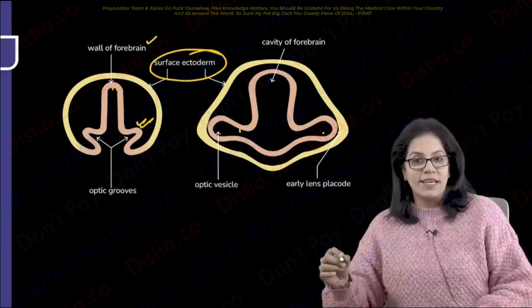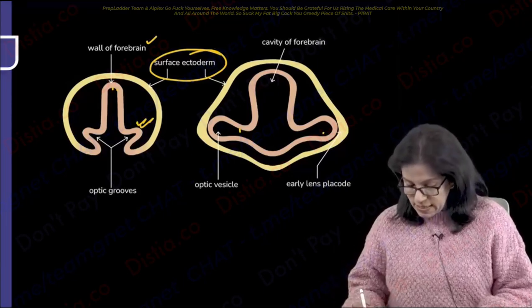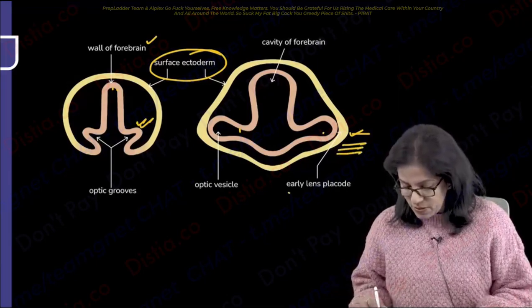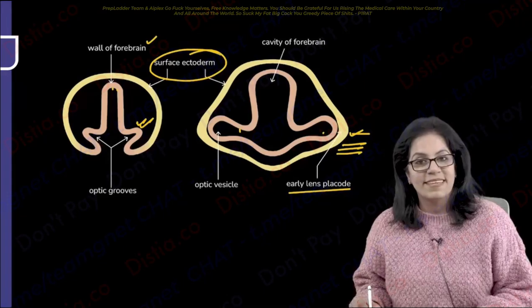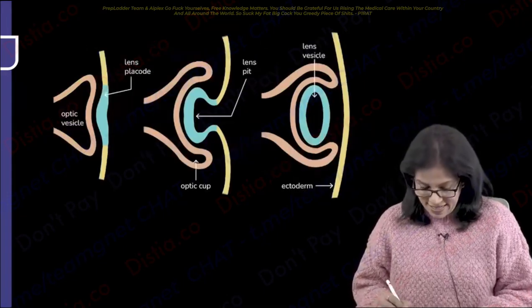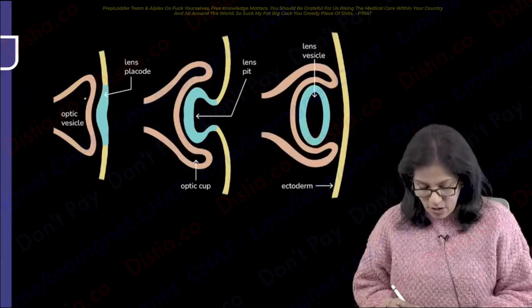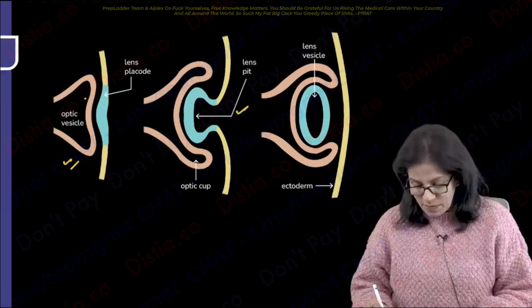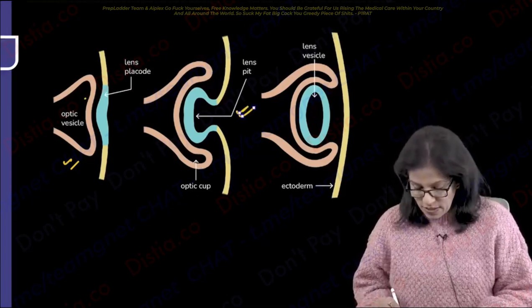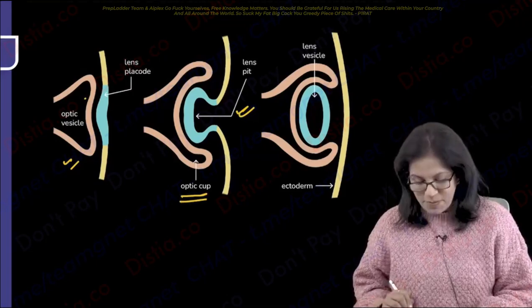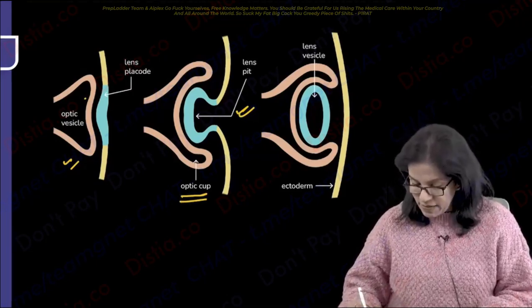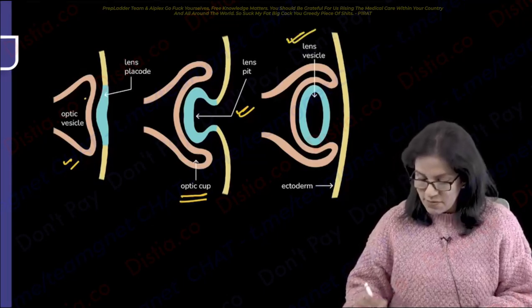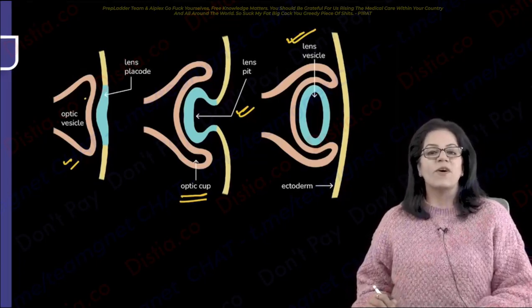What is the next story? This optic vesicle touches the part of surface ectoderm and the thickening of this part is what is called lens placode. What happens next? This lens placode and the optic vesicle slowly invaginate, forming the lens pit, right? And now see the optic vesicle is becoming optic cup. And this finally will lead to invagination from the surface ectoderm. This forms the lens vesicle from where the lens is formed.